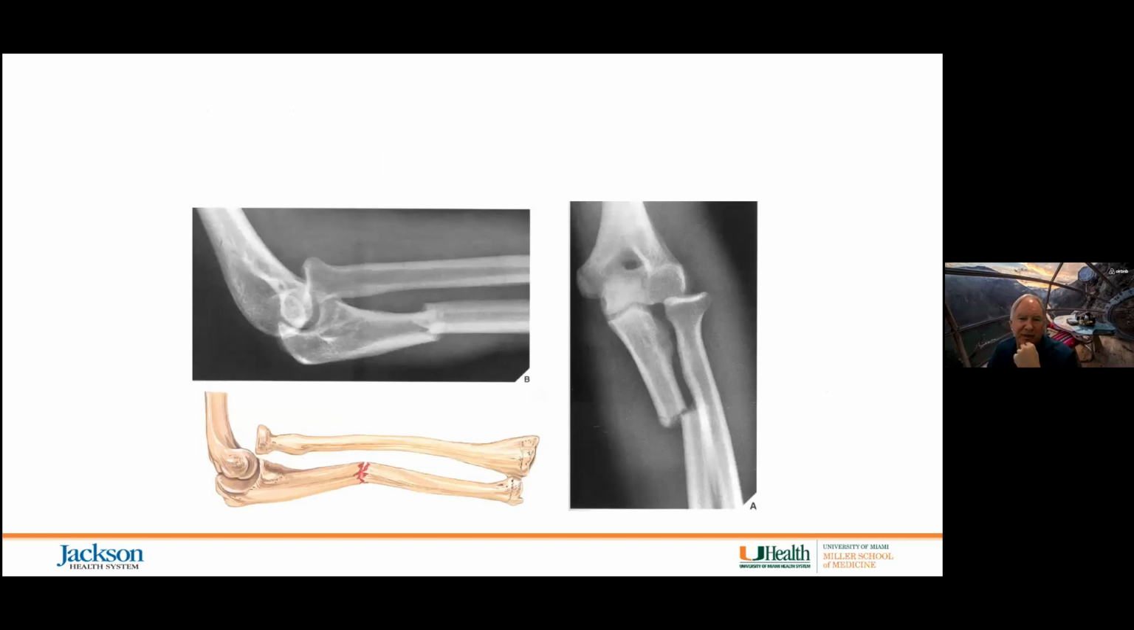All righty, these are fun. These are the breaks, right? What would you call this fracture?